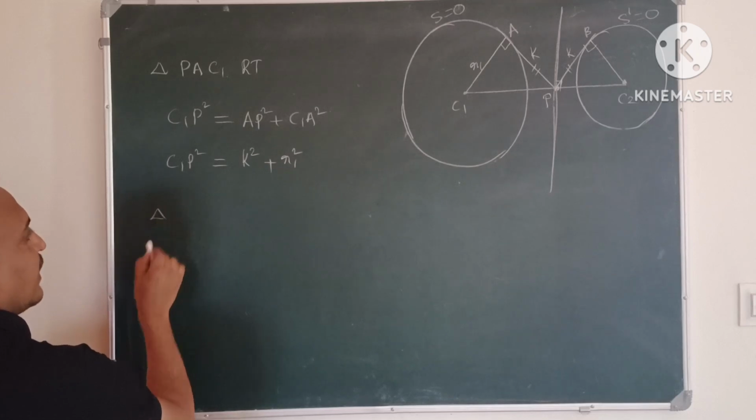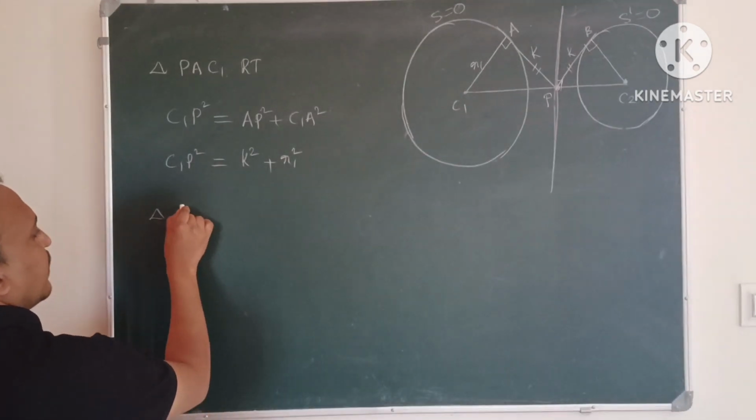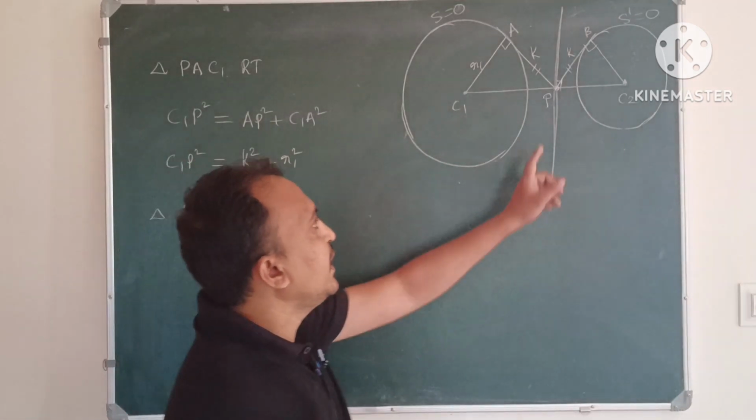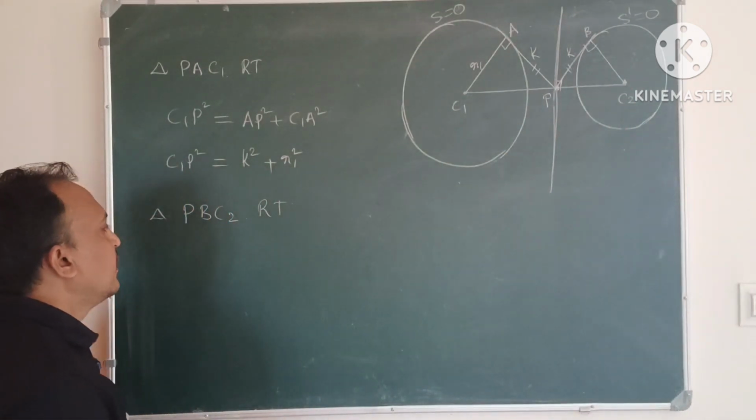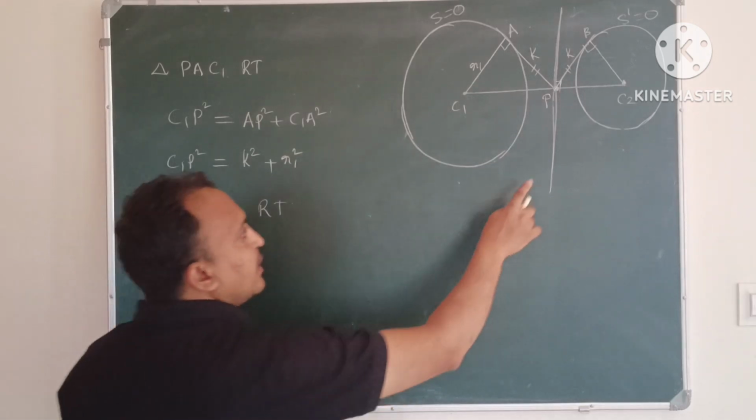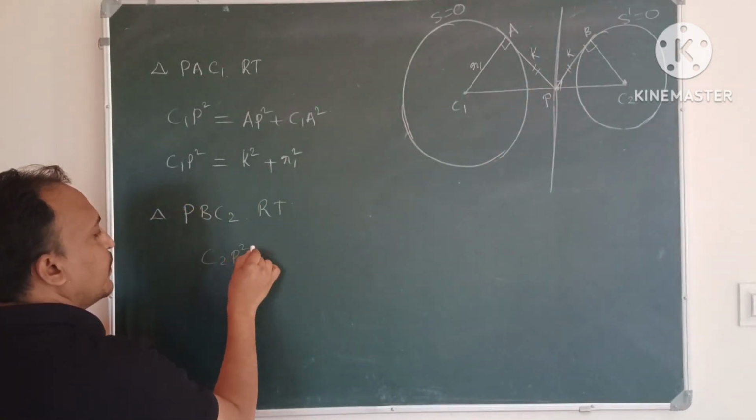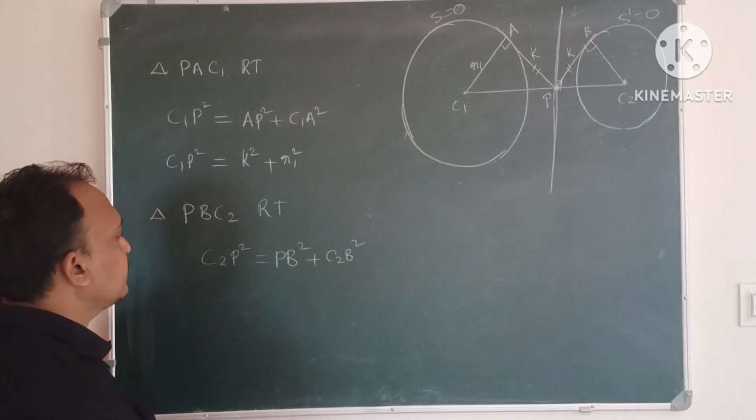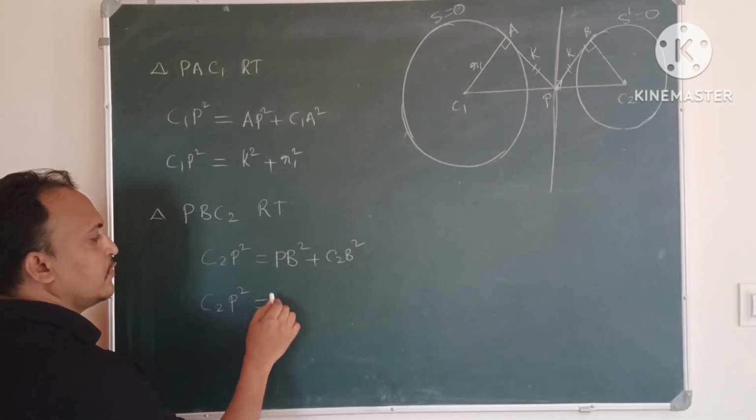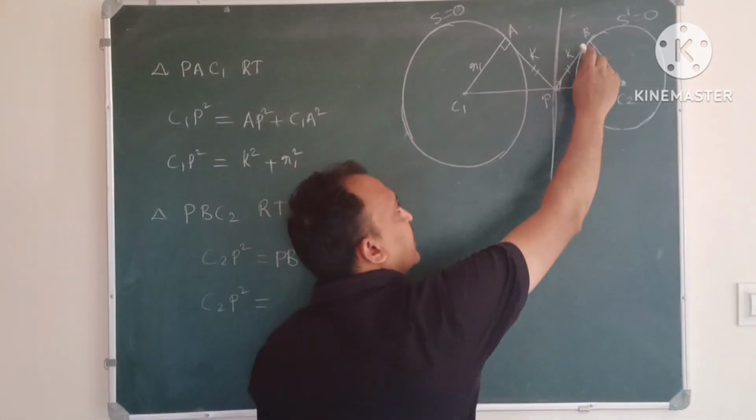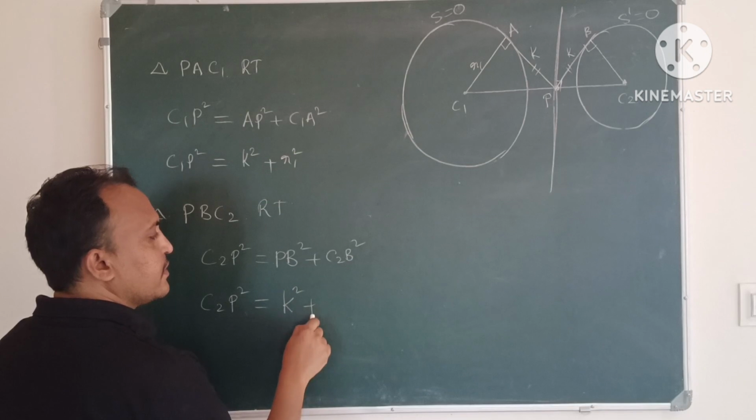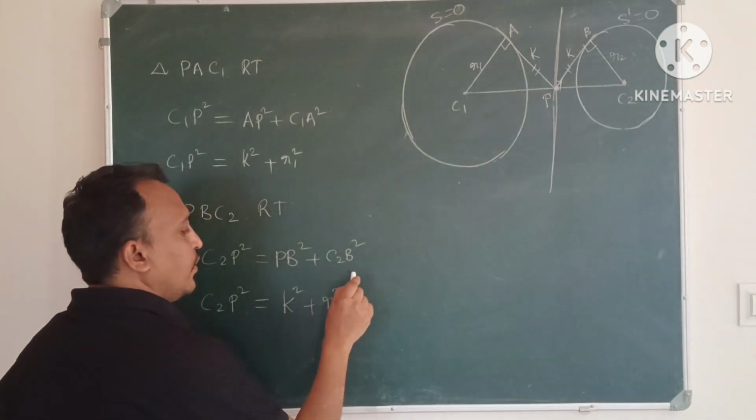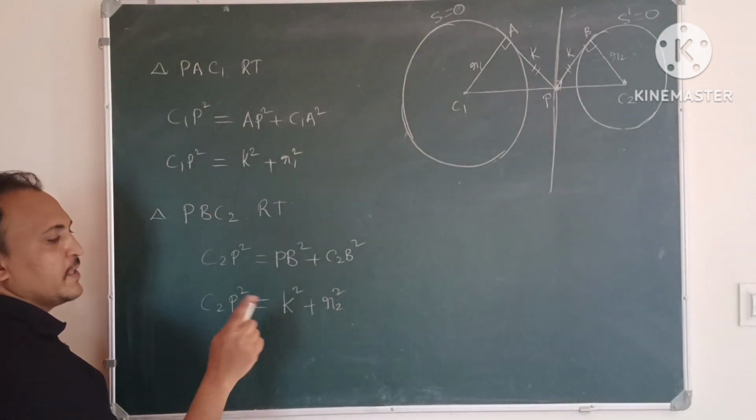And if you take the second triangle, triangle PBC2, this is also a right triangle. Angle PBC2 is equal to 90 degrees. By Pythagoras theorem, C2P whole square is equal to hypotenuse square, equal to side square plus side square, C2B whole square, right? Then C2P whole square is equal to PB square. PB is nothing but K, we have taken K square, plus C2B, which is the radius of the second circle, R2. So C2P square is equal to K square plus R2 square.